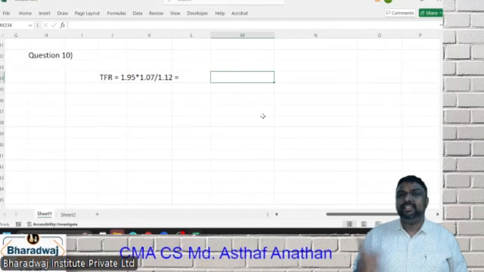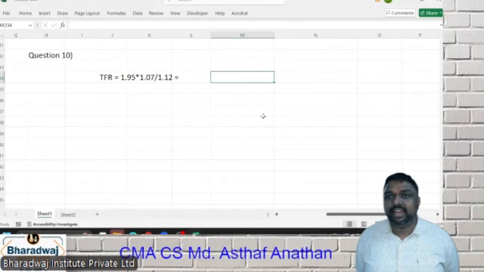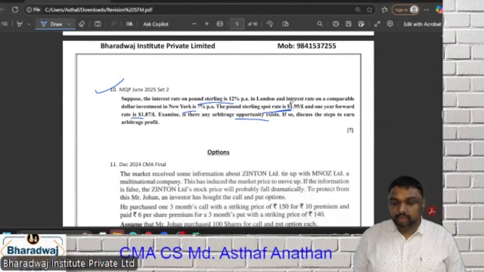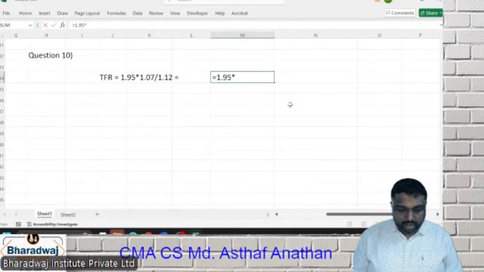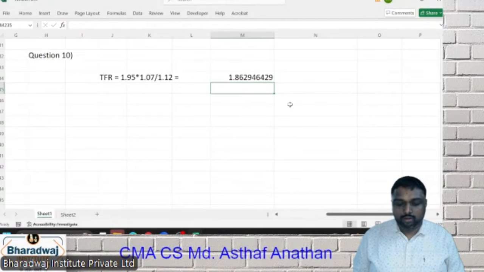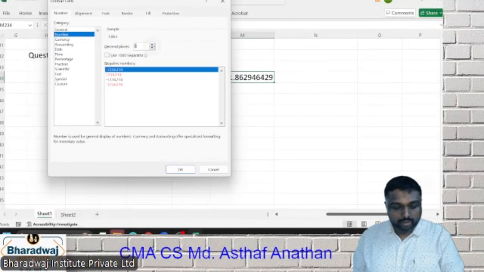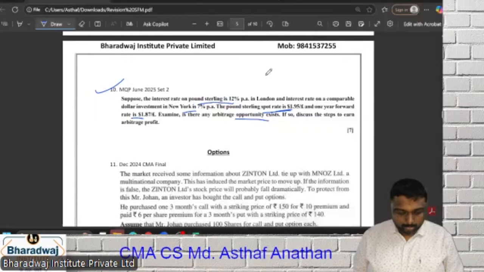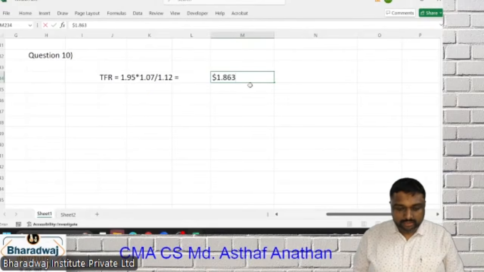This is the theoretical interest parity theory. Now we discuss spot rate into 1 plus home currency interest rate divided by 1 plus foreign currency interest rate. So here the expression dollar is a numerator, so that is why we take that numerator currency, home currency, whatever the way. So 1.95 into 1.07 divided by 1.12. In the regular class we discussed all the methods, but this case only came, so you can be very clear on that. So we got 1.863 dollar per pound.